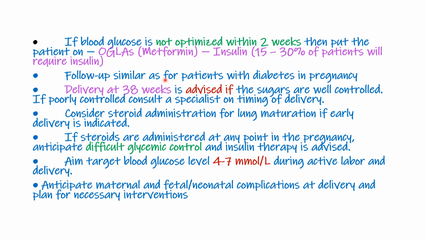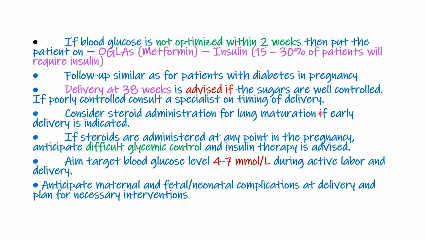Then follow-up is similar to that for the patient with diabetes and pregnancy. Delivery at 38 weeks is advised if the sugars are well controlled, and if they are poorly controlled, then you see a specialist to advise on the timing. Consider steroid administration for lung maturation if you want to go for surgery, so if you want to deliver early.